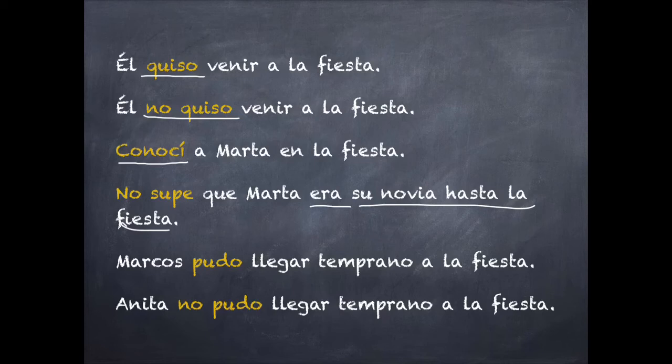Marcos pudo llegar temprano a la fiesta. He succeeded in arriving early to the party, right? Anita no pudo llegar temprano a la fiesta. She could not arrive early to the party. It just couldn't happen. She tried, and she just couldn't make it.